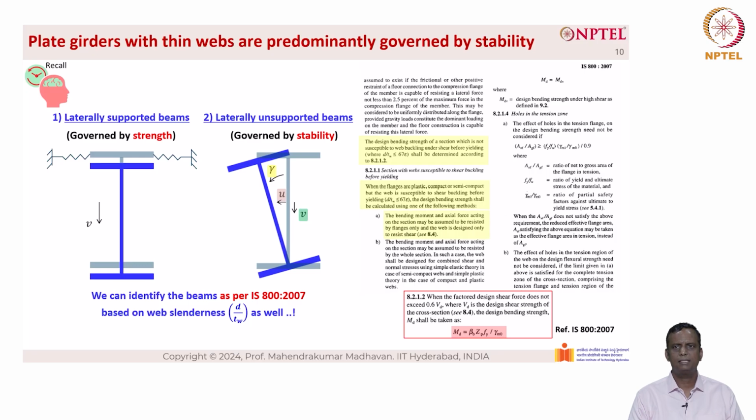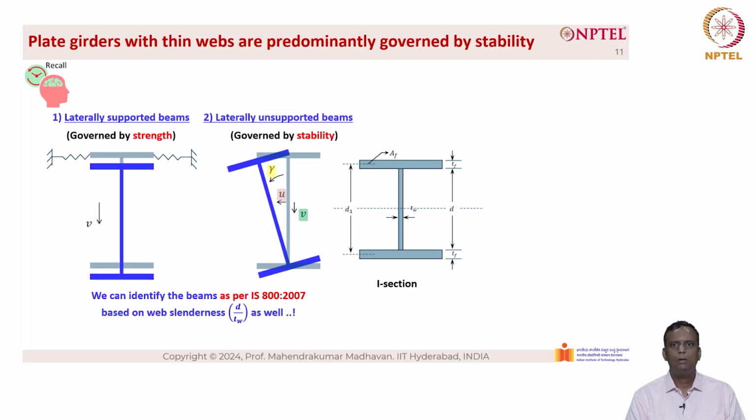So basically they are saying that it has to be done such that the bending moment and the axial force acting on the section may be assumed to be resisted by flanges only, and the web is designed only to resist shear. Now let's look at the I section, where the area of the flanges is given as A sub f and the thickness is t sub f. The depth of the web is given as d and the thickness of the web is tw, and the center to center distance between the two flanges is given as d1.